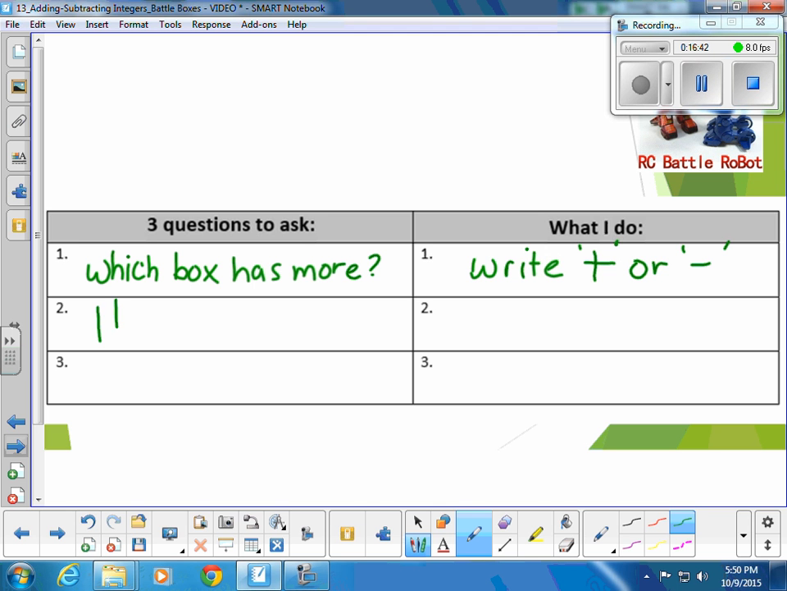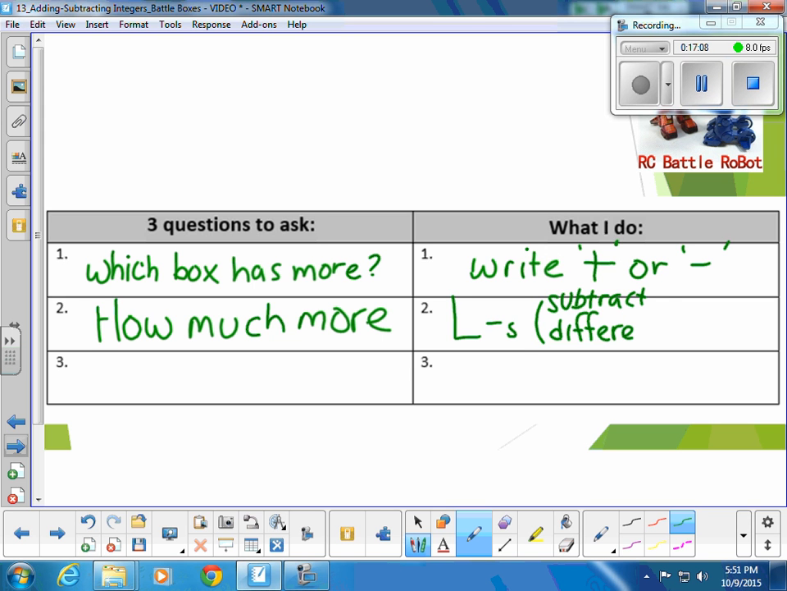Then I have to know how much more. And what am I doing to find that? I take largest minus the smallest. So that's subtract if they're in different boxes. And add for the same.